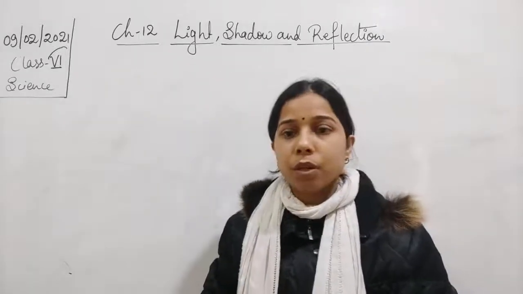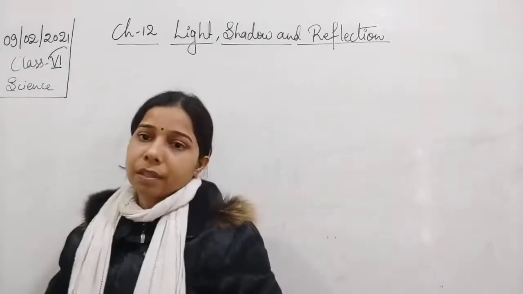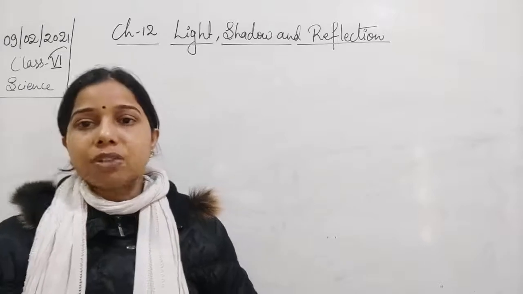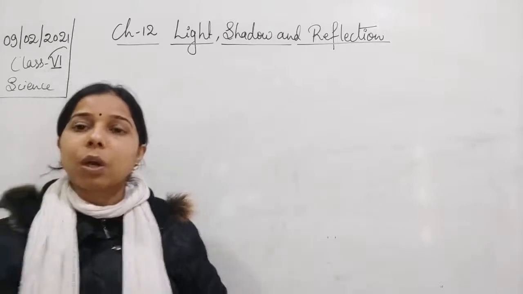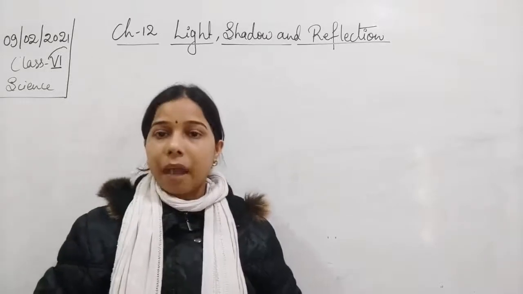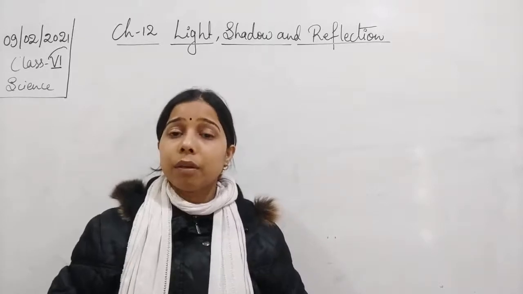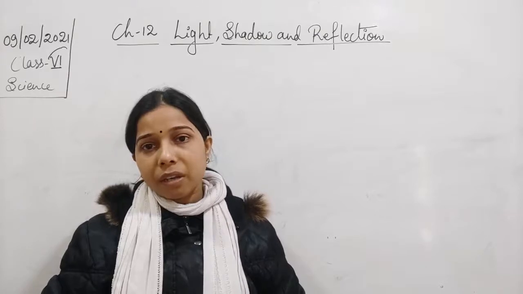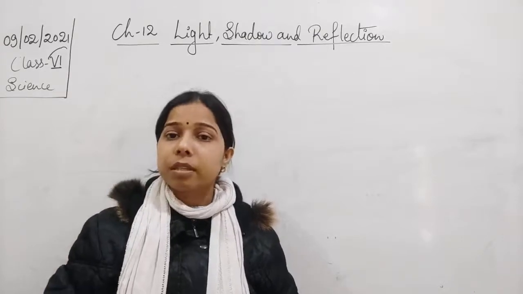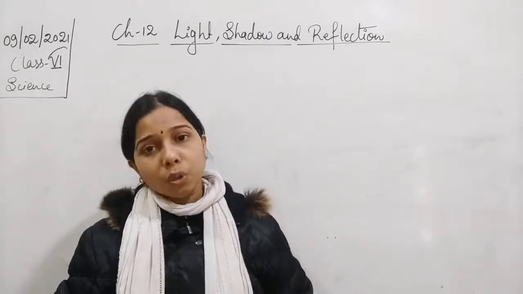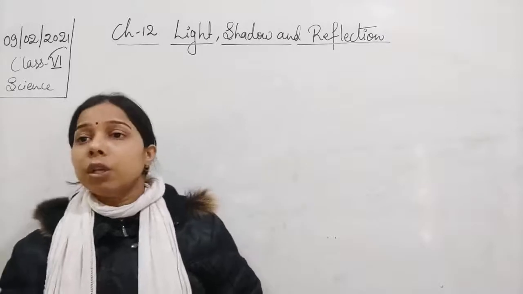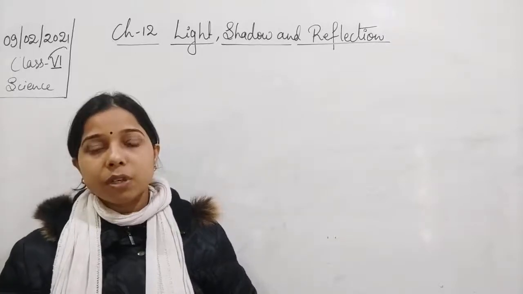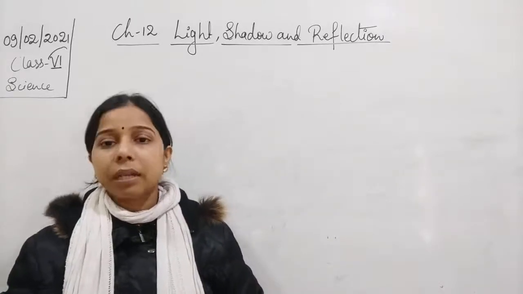Hello students. In the previous class in this chapter, that is light, shadow and reflection, we had already seen light, what the different sources of light are, and what the different types of light are. It means the object which produces light or the object which does not produce its own light, that is luminous or non-luminous object. Then we have also seen the materials.